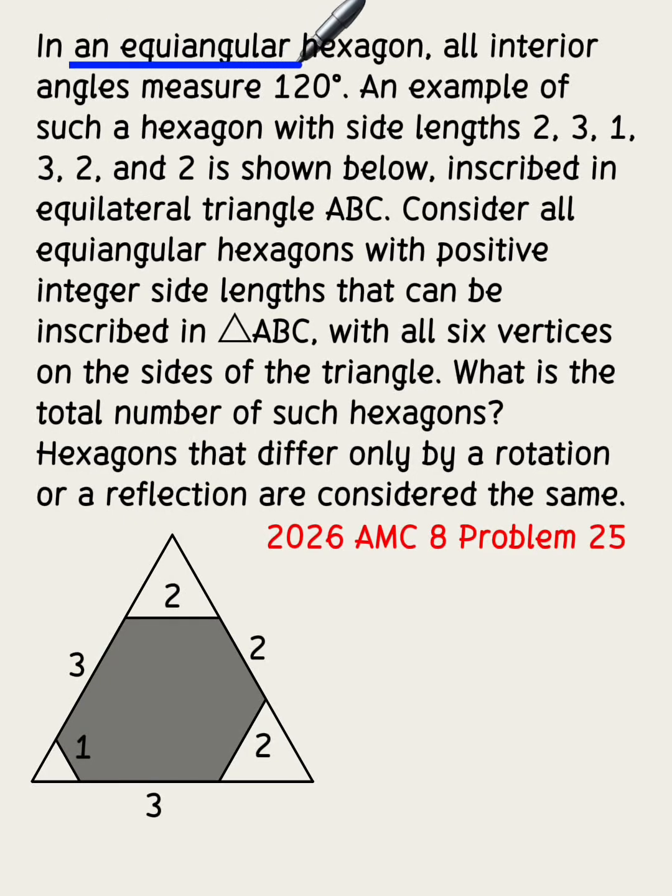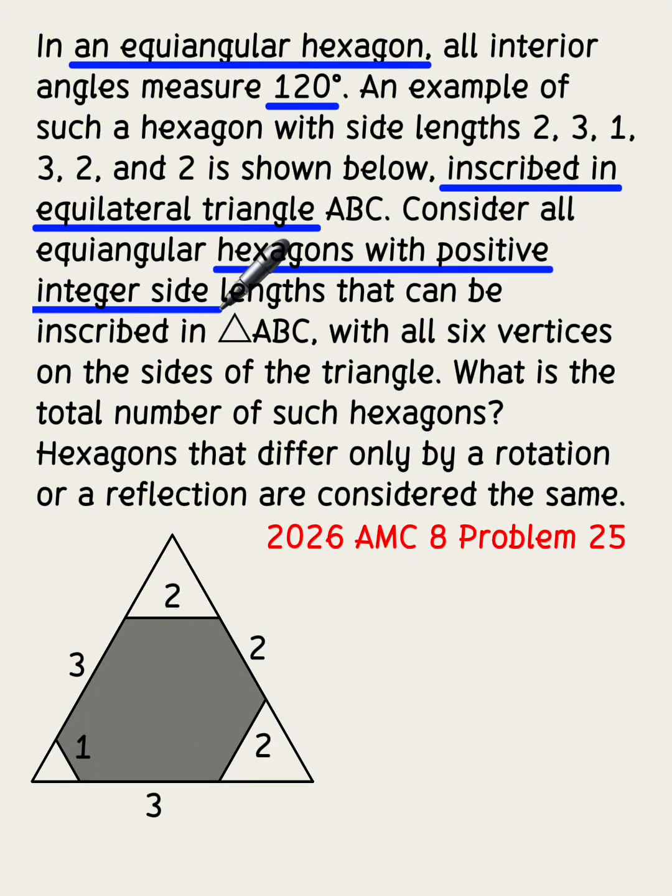Here, an equiangular hexagon has 6 120-degree angles, but its side lengths are not necessarily equal. It is inscribed in an equilateral triangle, and all side lengths are positive integers. How many different hexagons are possible?